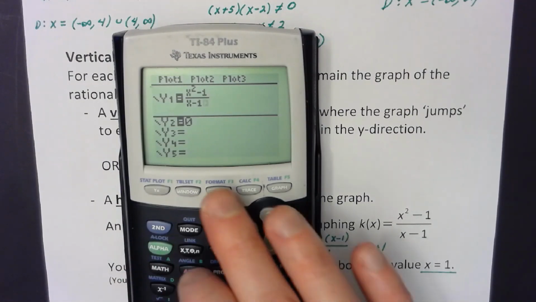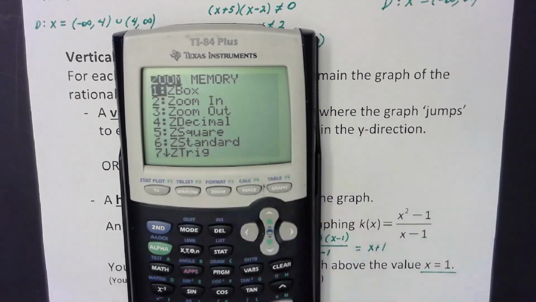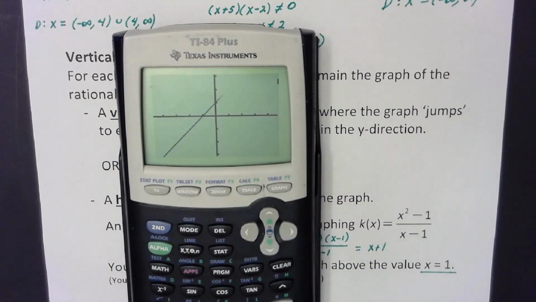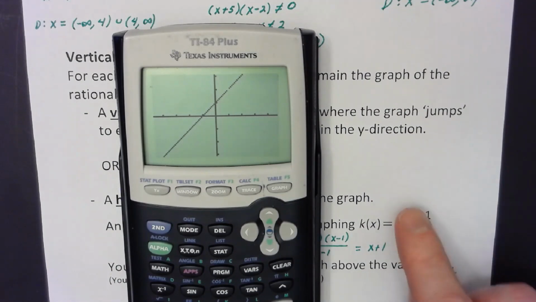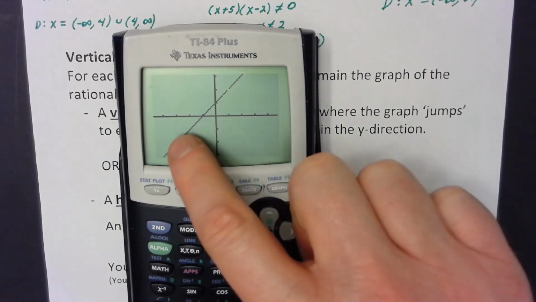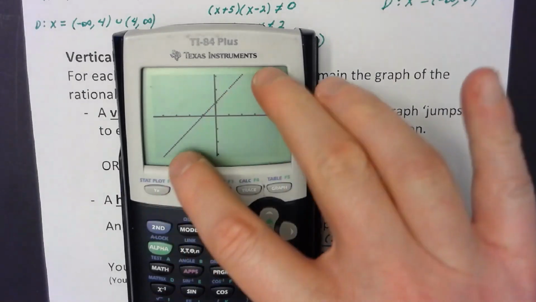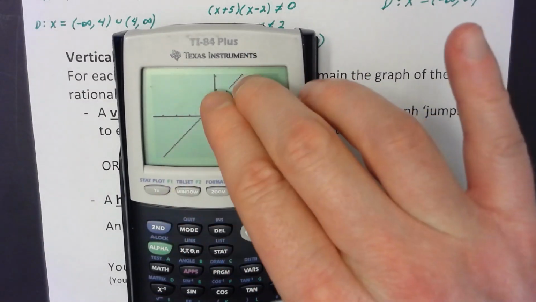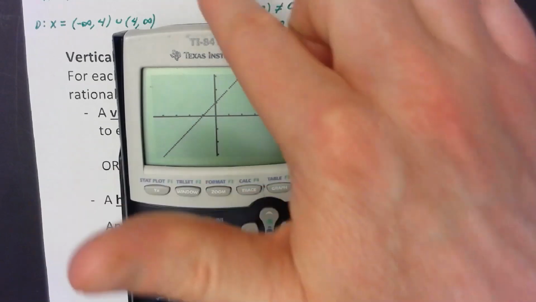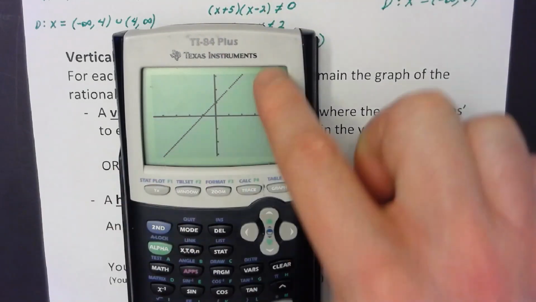And I'll go zoom decimal, zoom 4. This will be a good zoom screen for this graph. Now, notice what happens at x equals 1. At x equals 1, the left and right hand side are both going to the same value, and it's certainly not going up towards infinity or negative infinity. It looks like a nice line.